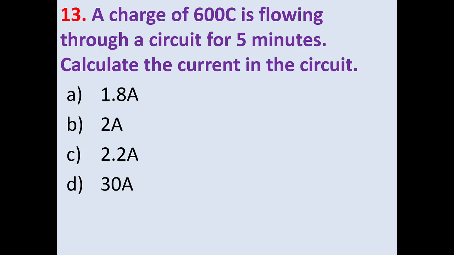A charge of 600 coulomb is flowing through a circuit for 5 minutes. Calculate the current in the circuit. We use the formula from basic definition of current, I is equal to Q upon T. So substituting Q is 600 coulomb, time is 5 minutes, so 5 into 60 seconds. So we get I is equal to 2 ampere. So option B is correct.